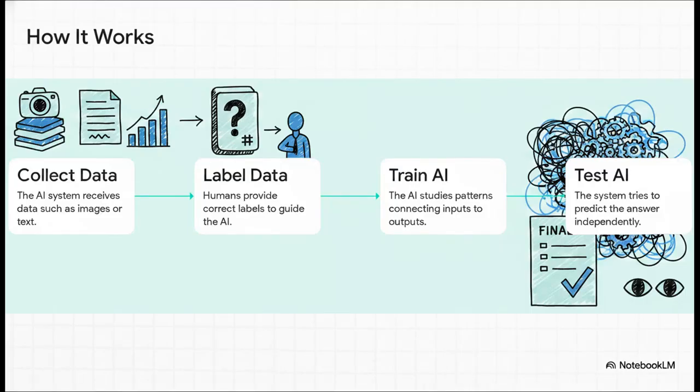So, how do we take those flashcards and build a complete learning process? Well, there is a 4-step playbook to get a supervised learning system up and running. Step 1, collect the data. Images, text, audio, whatever we're working with. Step 2, label the data. This is us humans writing the answers on the back of those flashcards. Step 3, train the AI. This is where the machine furiously studies the patterns connecting the inputs to the correct outputs. And finally, step 4, test the AI. We throw brand new, unseen data at it to see if it can predict the correct answer completely on its own. It is exactly like studying for weeks with an answer key and then sitting down to take the final exam.